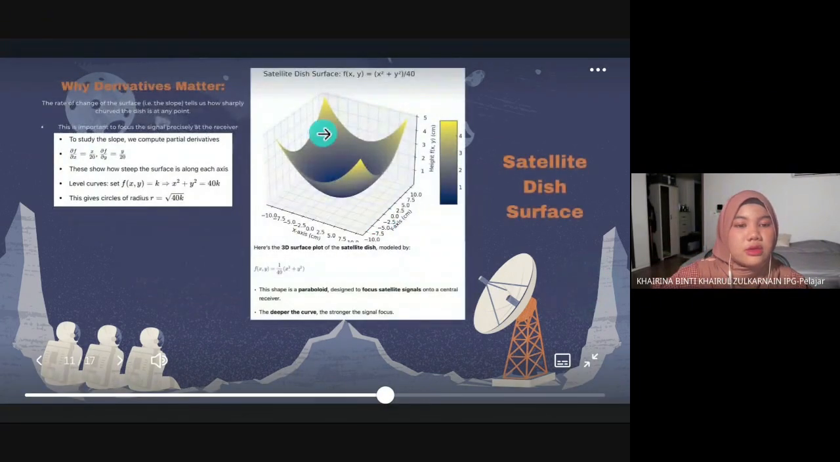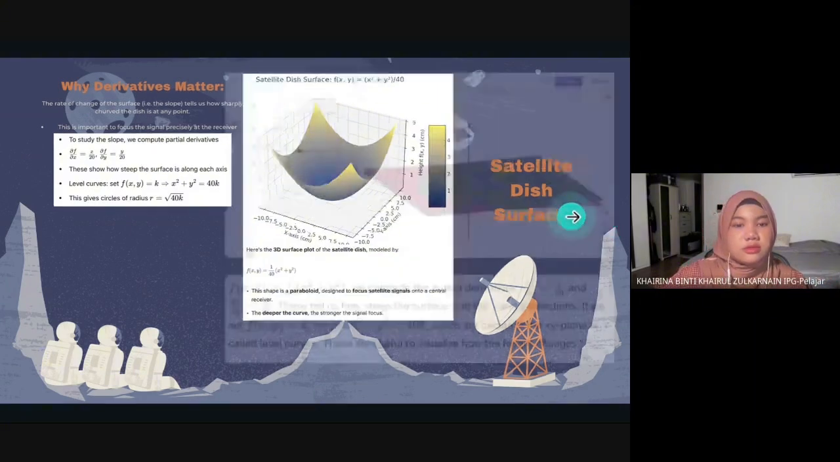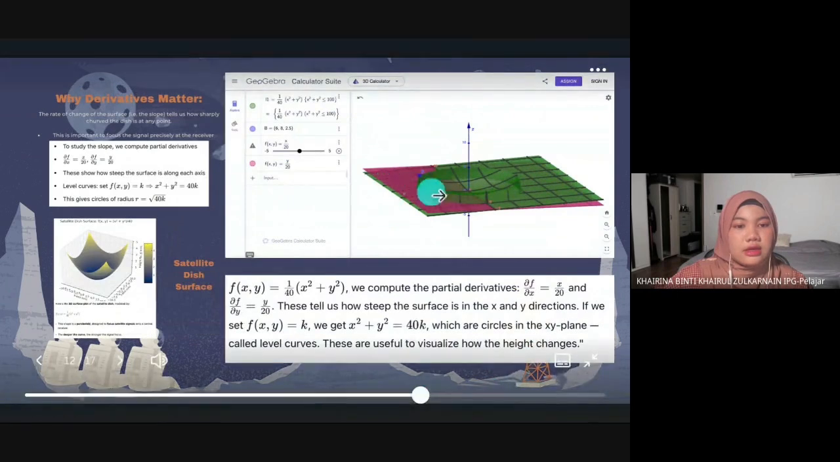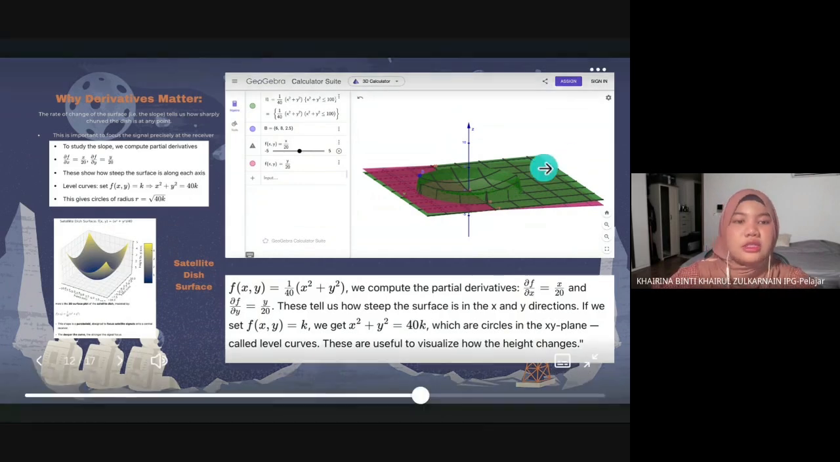As we can see here, this shape is formed. The deeper the curve, the stronger the signal focus. And also, as you can see here, these are some useful visuals to see how the height changes.